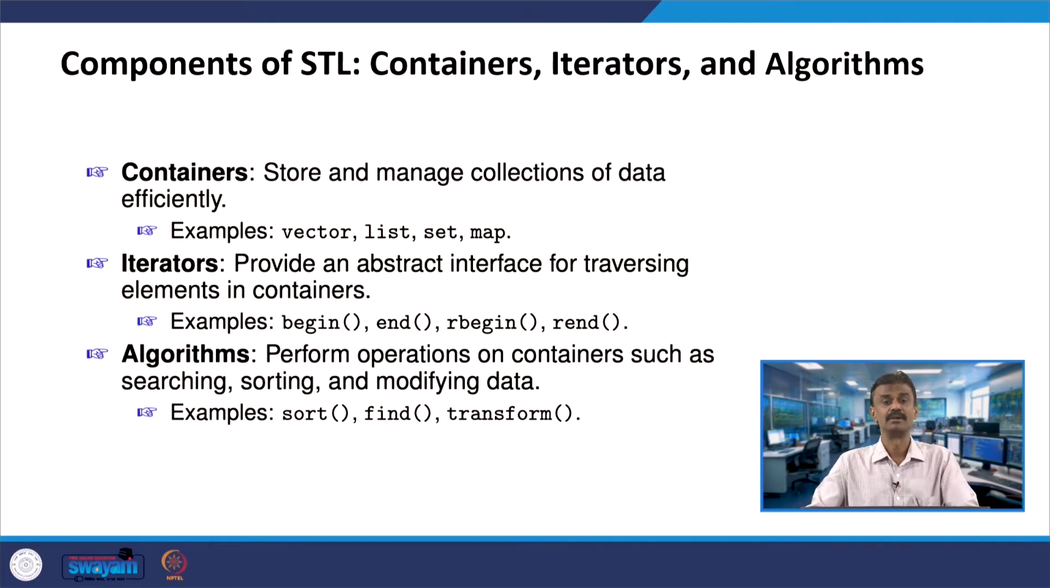Similarly, you have iterators, such as begin and end. They provide an abstract interface so you can traverse all the elements in the containers. For example, given a vector, you can traverse from vector 0 to vector n minus 1, or traverse a list or set. There is a begin and an end. Sooner or later we are going to talk about data structures such as the doubly ended queue, which has a front and a back, or begin and end. That is nothing but the iterators.